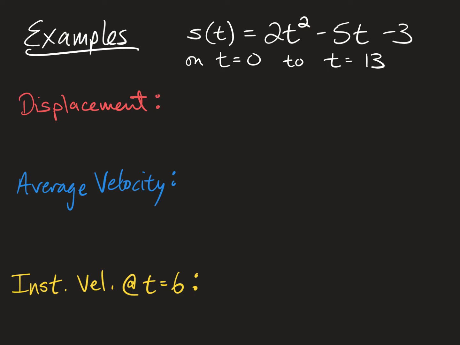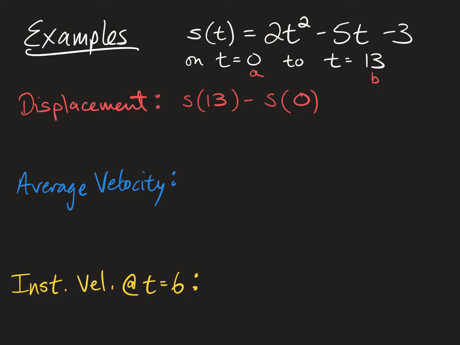So the first thing I want to do is find the displacement. And really, the displacement is just the numerator of the average velocity expression from a couple slides ago. So remember, that would be s of b minus s of a, where this is a and this is b. Remember, a is the beginning time or the earlier time, and b is the ending time or the later time. So we'll have an s of 13 here and an s of 0 second.